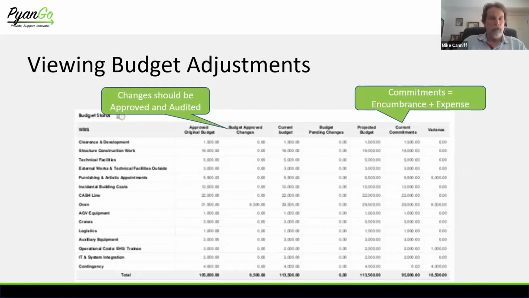I could also include budget adjustments, or I could break that out, right? So I could have, here's my original budget. Then I have what's been approved as far as budget changes to that original. So then this becomes my current budget. And then from there, I want to look at my current commitments, which again might be the encumbrances plus the expenses. And I've just summed those two numbers together.